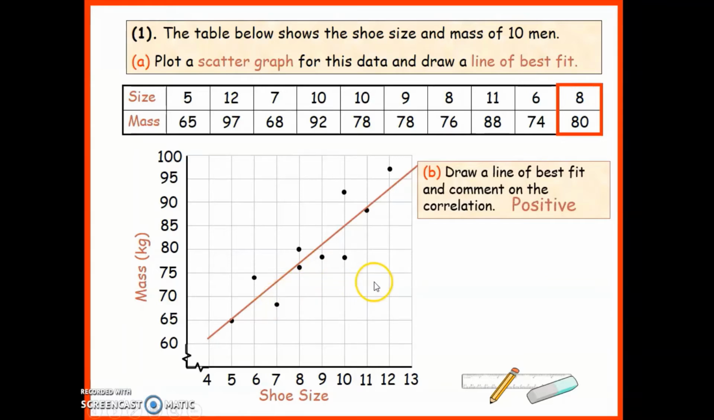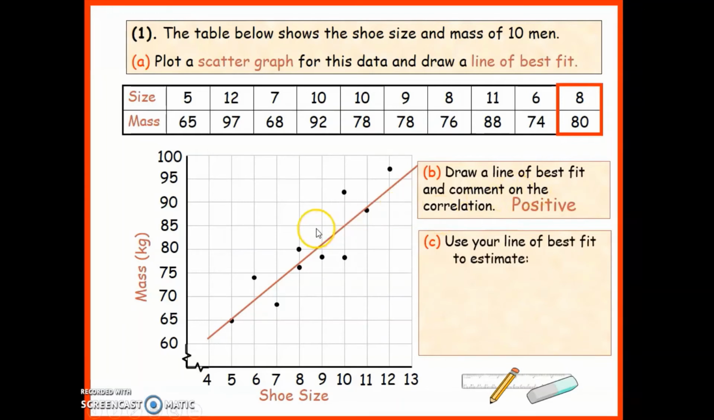I've also called the correlation positive. As you can see, it's going in the positive direction, probably a moderate positive correlation for this question. So that's telling me that there is a connection between shoe size and the mass of a man, which we probably would have expected. The bigger your shoe size, the bigger your mass. As your shoe size increases, your mass also increases, generally speaking.